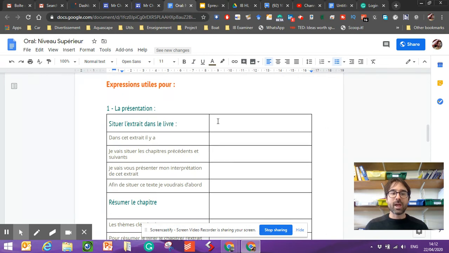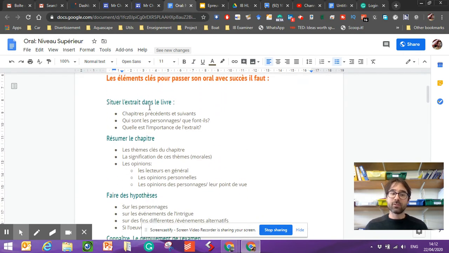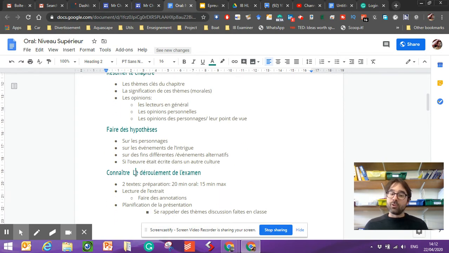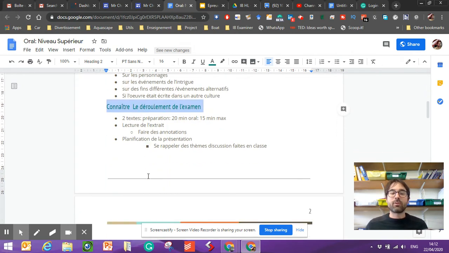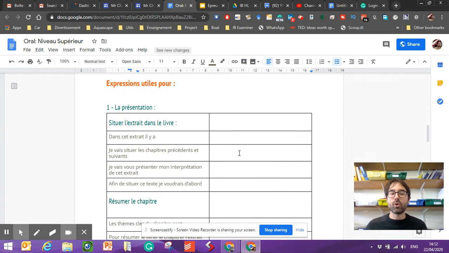Right. So then I've looked at those. So those are the key things. Situate the extract, summarize the chapter, make a hypothesis, knowing the unfolding of the exam, le déroulement is what it means. So how is the exam structured, and you need to be able to remember themes and conversations that you had in class, valid plan, and you need to also be able to annotate live because you never know which extract's going to come up, which part of the book.